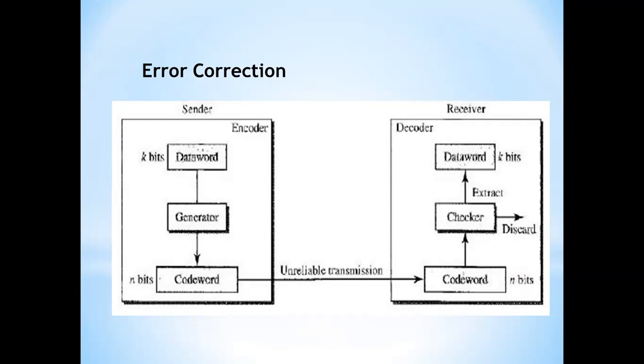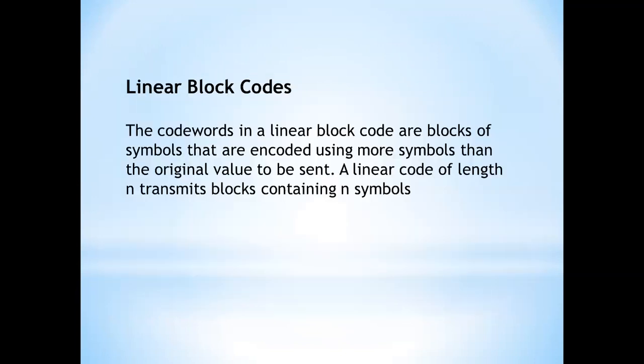Note that the block schematic of the sender and receiver for error correction is the same as that of error detection, but the role of the checker block is much more complex in the error correction process. Next is linear block codes.